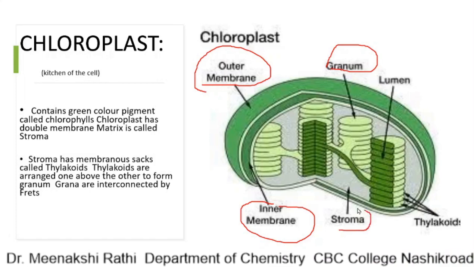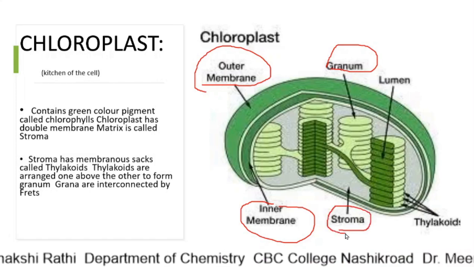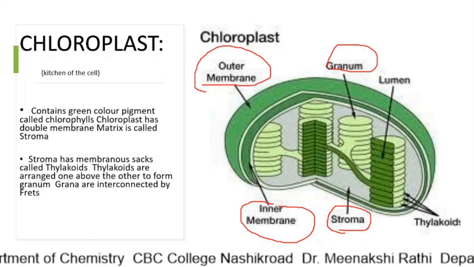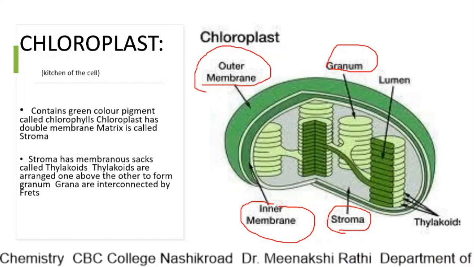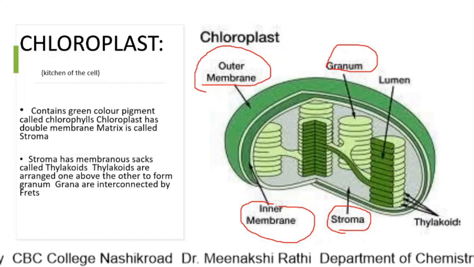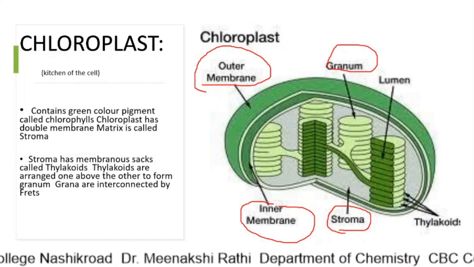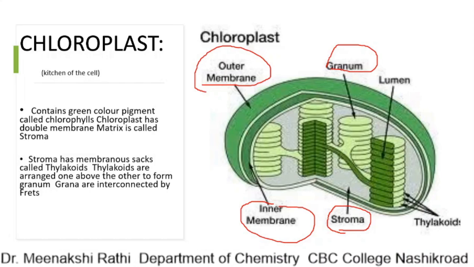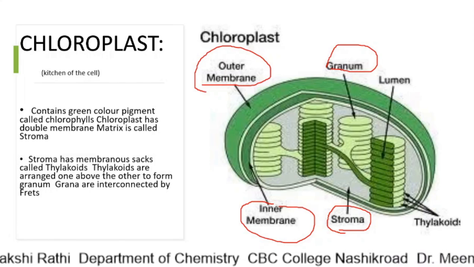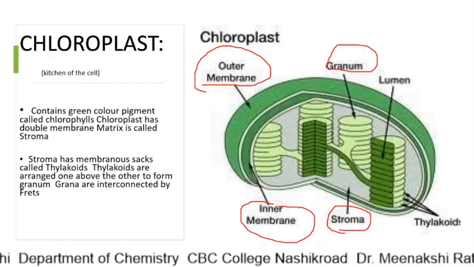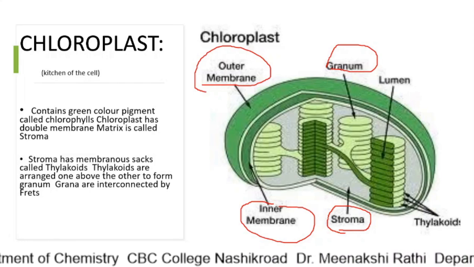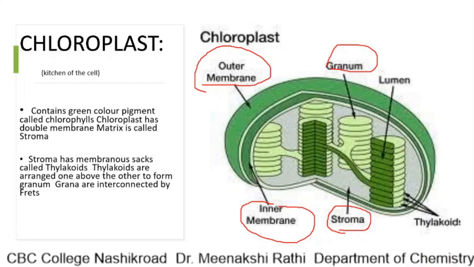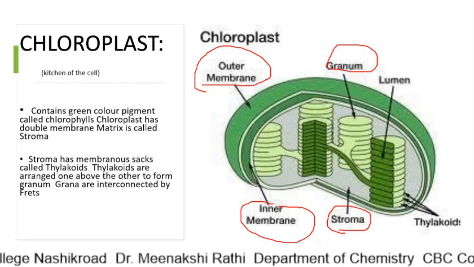Now what is stroma? The space inside the inner membrane is known as stroma. It contains enzymes related to the dark reactions of photosynthesis. The third part is the grana. In higher plants, the stroma contains small cylindrical structures called grana. The number of grana varies from 40 to 80 per stroma.